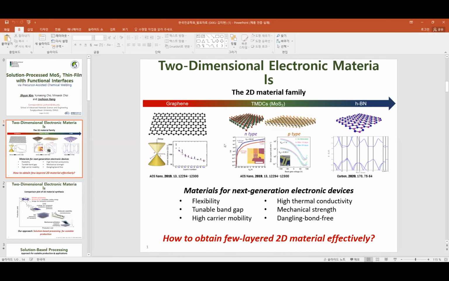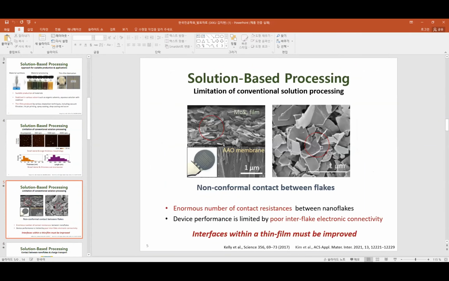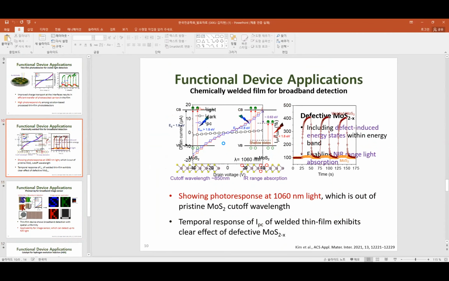Hello, I have one question. I want to ask what is the band gap of this welded MoS2, so that it can detect NIR range? There must be some band gap change for your welded MoS2 so that it can detect the NIR range. So can I know what is the change in the band gap?